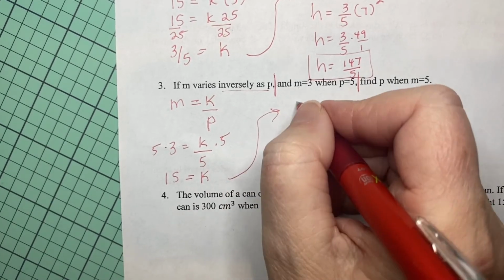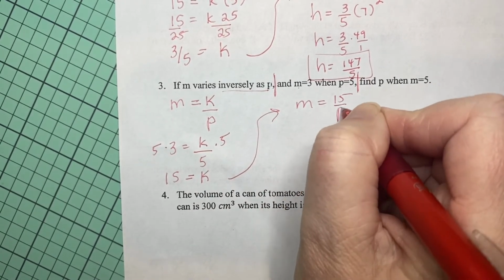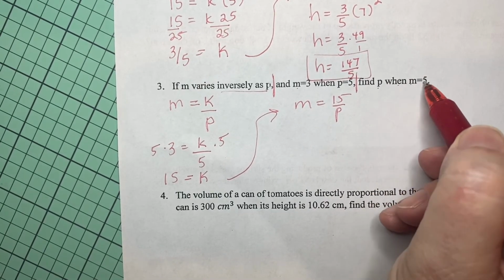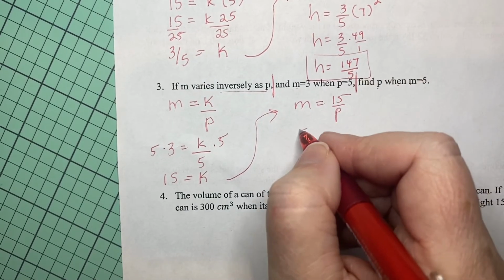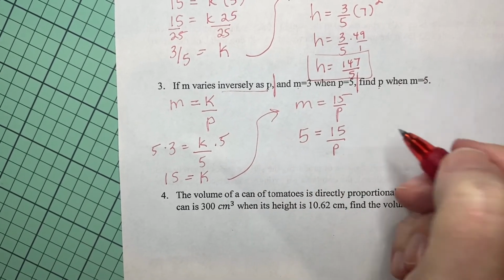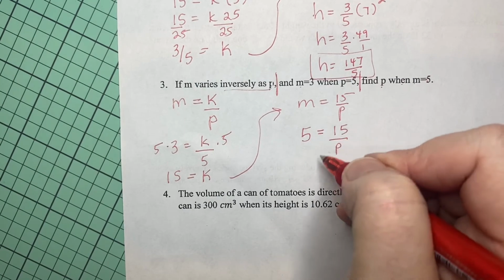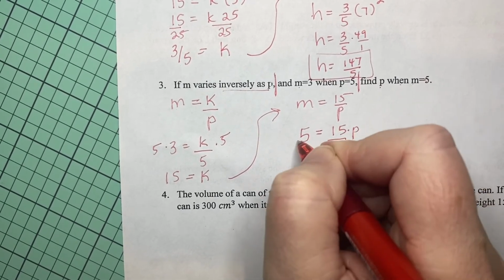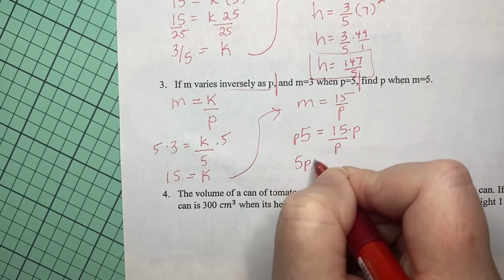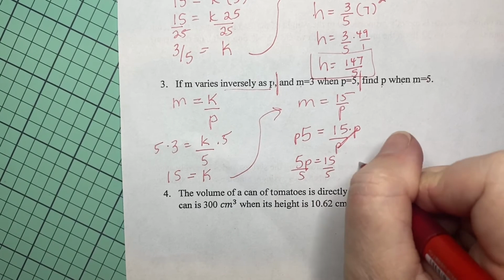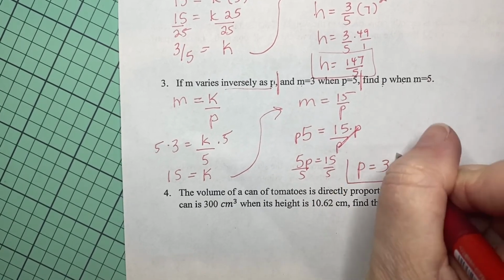Now we're going to plug that in. So M equals 15 over P. And now do the final part. Find P when M is 5. So just be careful. It's telling me to put my 5 here. And then I have 15 over P. So again, it looks weird and I need to solve for P, but P is part of a fraction. It's the denominator, so we get rid of it by just multiplying both sides by P. So I get 5P equals 15, because those would cancel out. And then divide by 5, P equals 3.